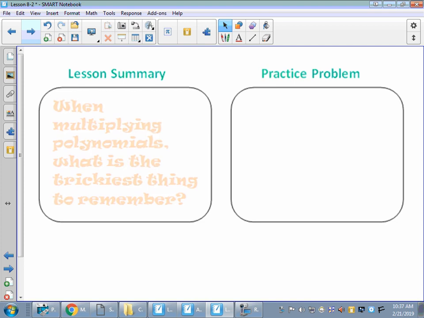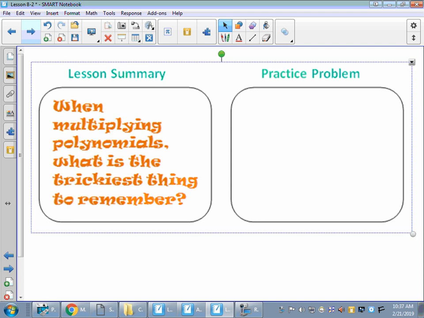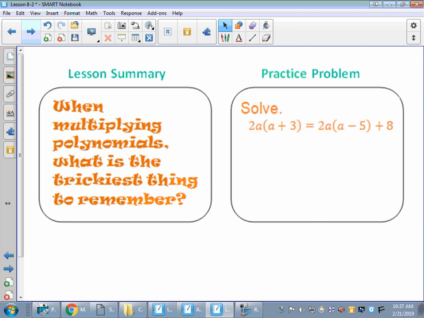All right, the lesson summary here. What is the trickiest thing to remember when you're multiplying polynomials? It's an opinion-based question, what you think the trickiest part is. And then a practice problem here. Solve this. I see 2 sets of parentheses, so you'll have some distributing to do. And see if you can solve it for a.